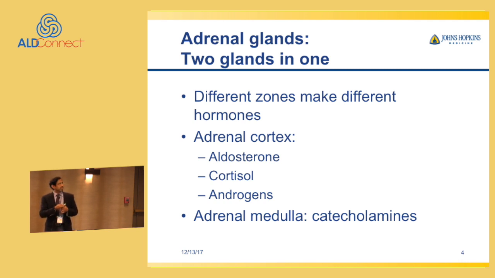So the 3 zones in the adrenal cortex: the first makes aldosterone. Aldosterone is a hormone that essentially helps the body retain salt, and it is the major hormone that allows one to do this. This zone, theoretically, is not or less affected in patients with ALD. The next 2 zones make cortisol and androgens, or really weak androgens, the weaker form of male sex hormones. The cortisol is, of course, the most important for us here.